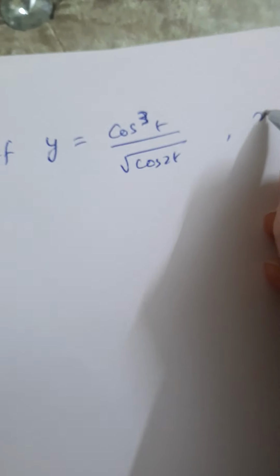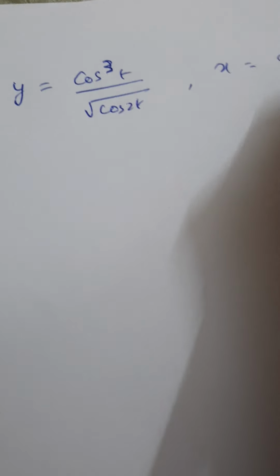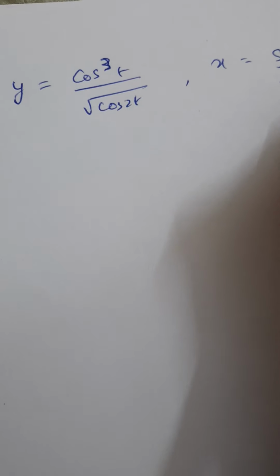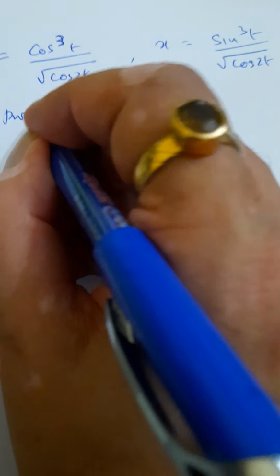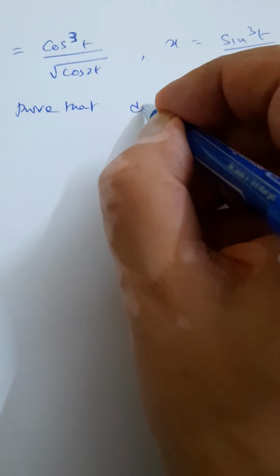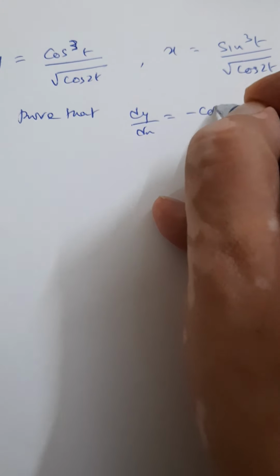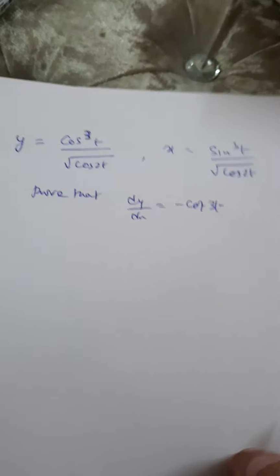Class, there is one question in the book. I want to just discuss it here. It's of the parametric form: if y equals cos cube t upon root of cos 2t, x equals sin cube t upon root of cos 2t, prove that dy by dx equals minus cot of 3t.